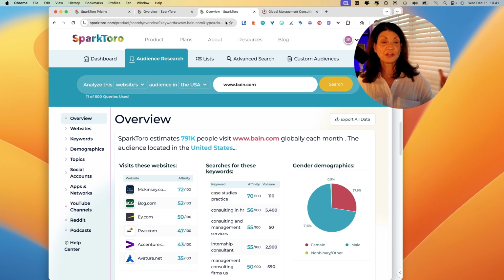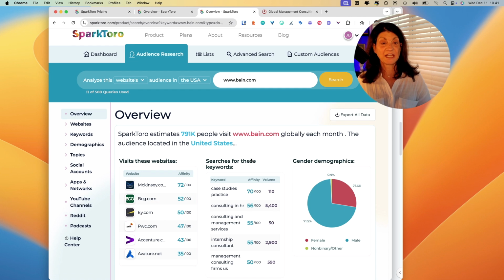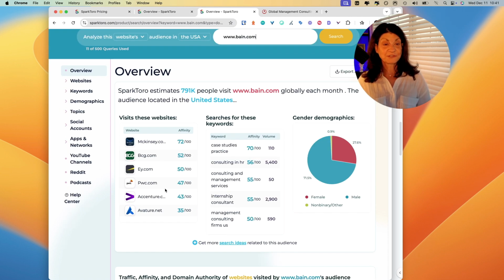The other thing I like to do is take a website, for example. If we use Bain.com as an example, we know almost 800,000 people visit that website on a monthly basis. These are their typical competitors: McKinsey, BCG, Ernst & Young, PwC, Accenture. These are the heavier management consulting companies. When we look at the keywords, we can see consulting and management services, case studies, practice. People are looking for internships.